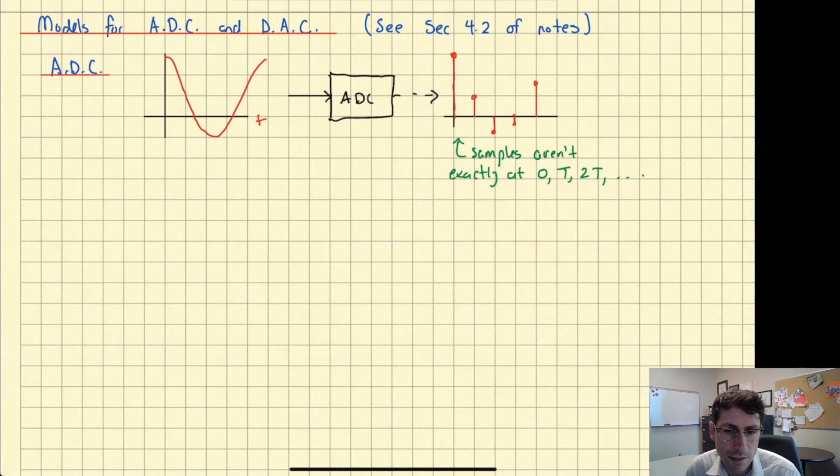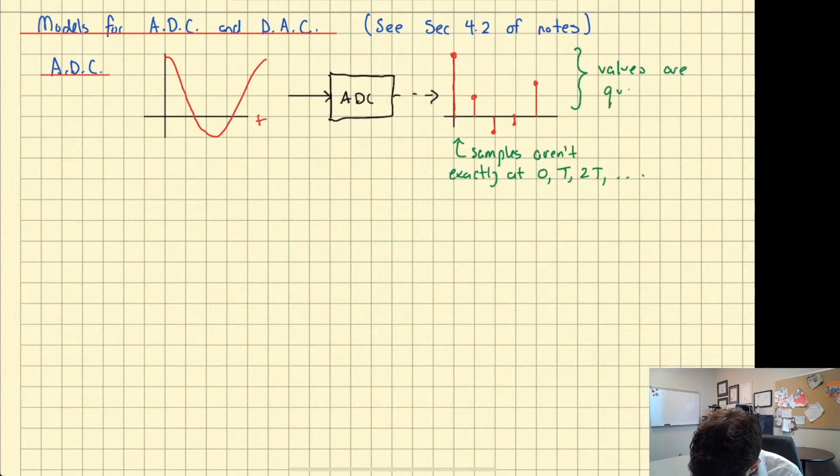The other reality is that those values, where the dots are, the lollipops are, they're going to be quantized, right? So if you've ever looked at the data sheet for an ADC, they'll tell you it's 12-bit, 16-bit, how many bits your analog to digital converter has. And so what that means is that you have finite precision. And so over here on the horizontal axis, the values are quantized.